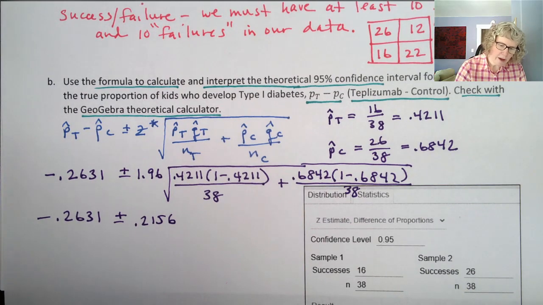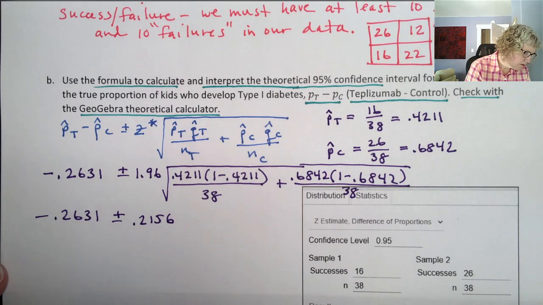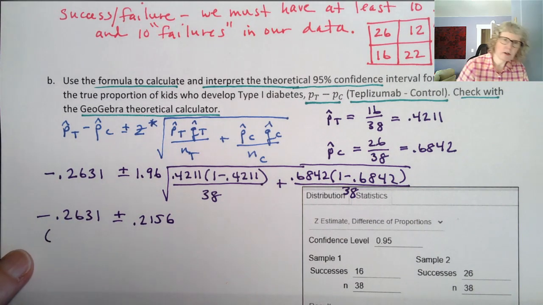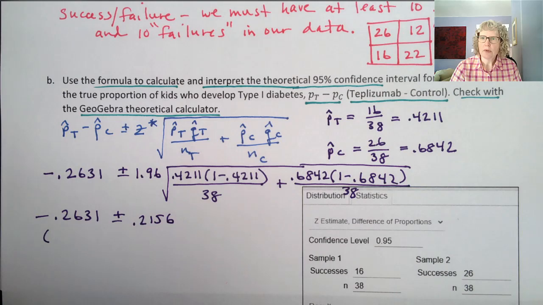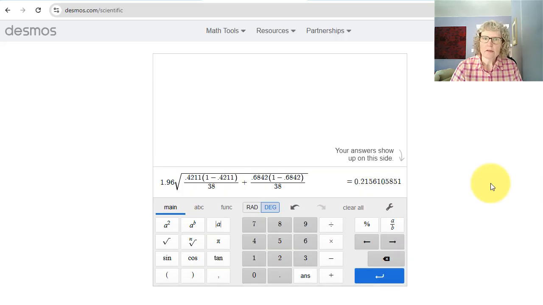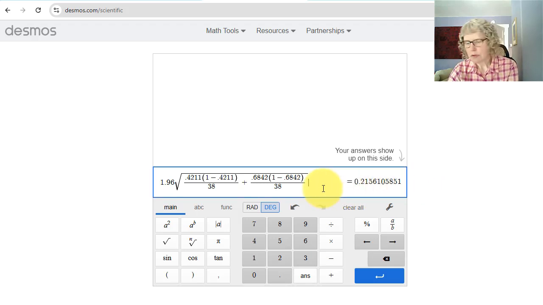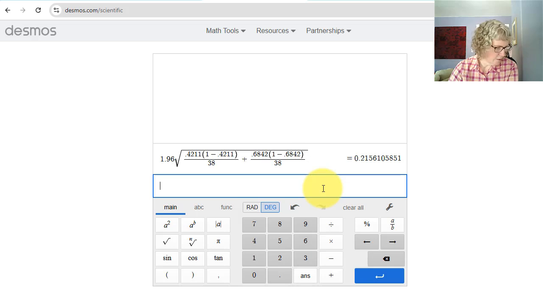Now you can do that either, you can stick with Desmos and do it, or do it on a regular calculator. I'm just going to stick with Desmos since I have it here. Just gotta click on there. Okay, enter gets me down below that.